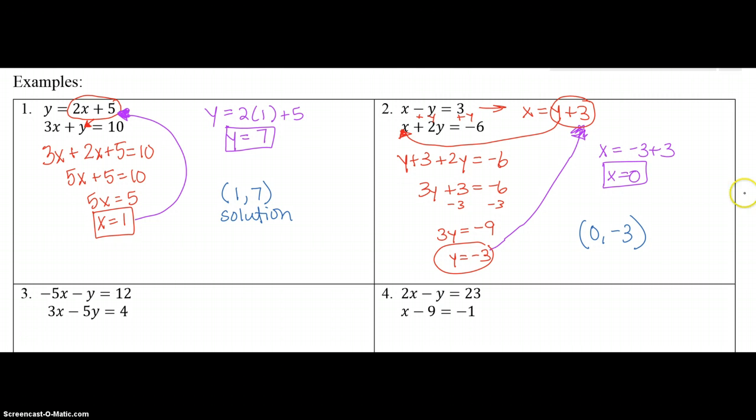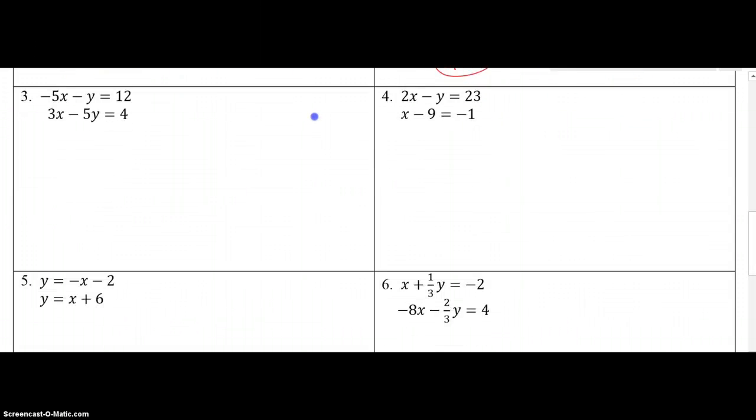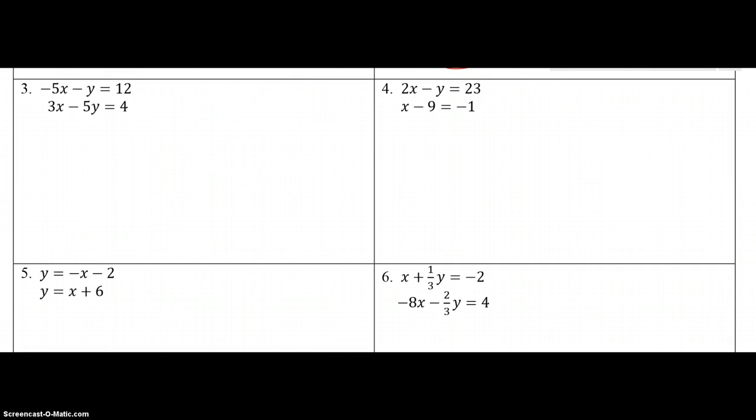I'm going to scroll down here. And like we were saying, we're going to go ahead and get this y by itself because there's only a -1 in front. So we're going to add 5x to both sides. And we get -y equals 5x plus 12. Or if you put 12 plus 5x, that is okay as well. But make sure you divide by that -1 because you actually want y all the way by itself. So we're going to divide by a -1.